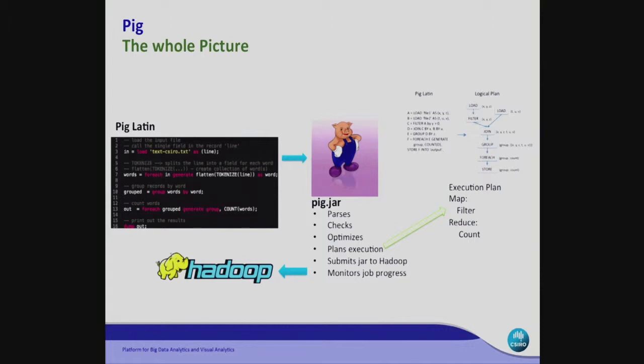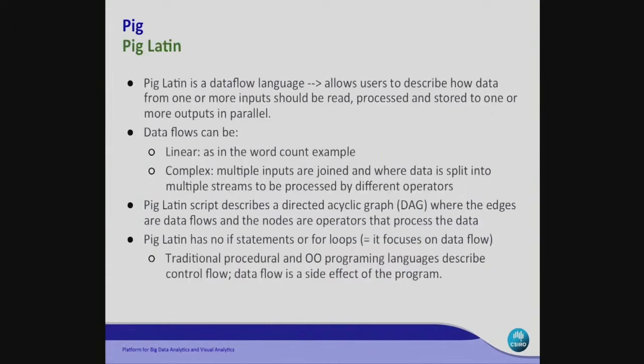And in a nutshell, when you have a very simple script, what Pig does is it parses the script, checks all the things that need to be checked for proper execution planning, optimizes the code, and plans execution. So it executes the commands as a mapper or reducer, submits all the jobs directly to the Hadoop cluster, and monitors job progress. So it's very good. If you haven't tried it, please try it.